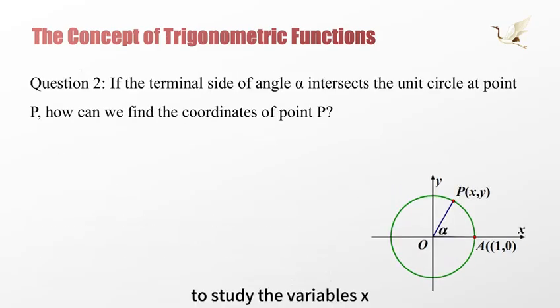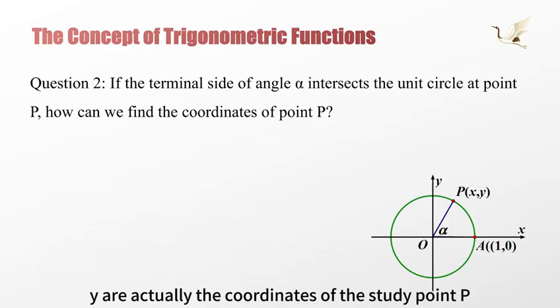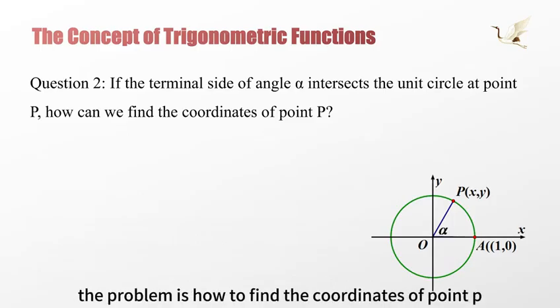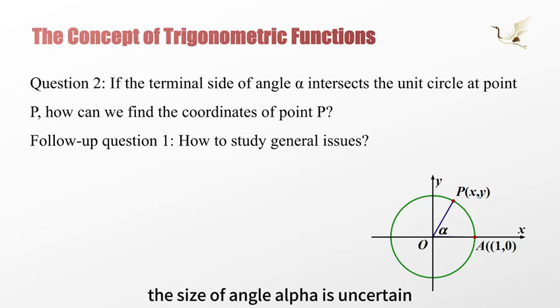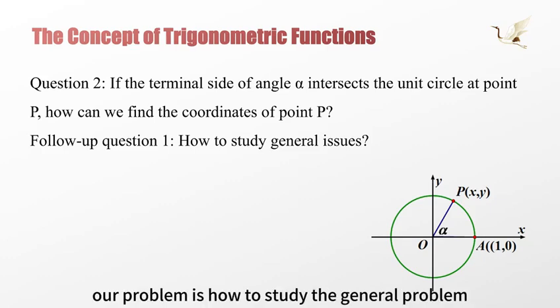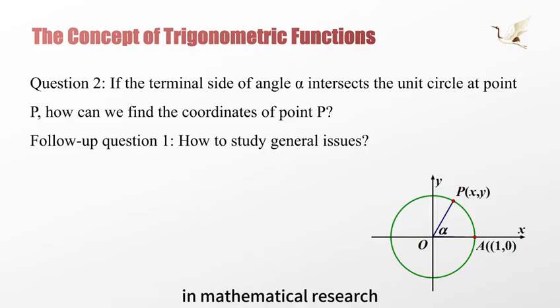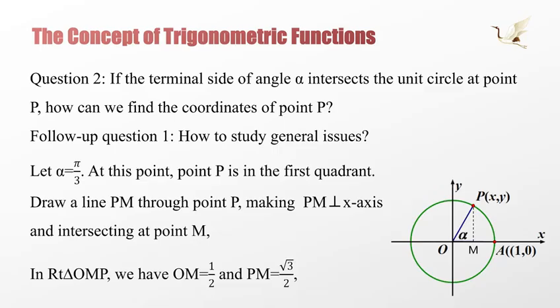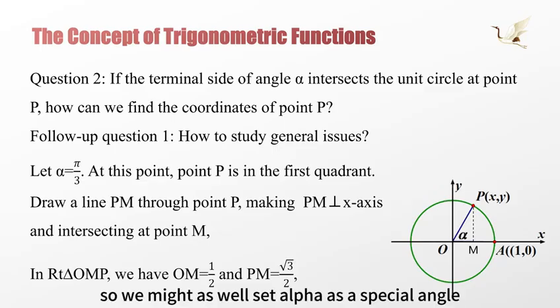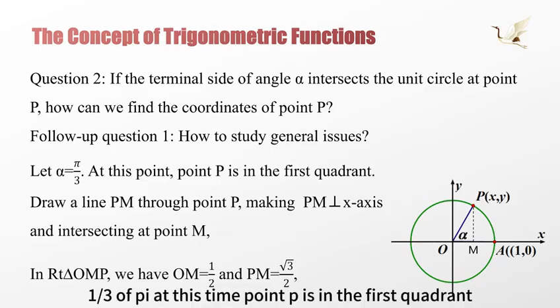To study the variables x, y is actually to study the coordinates of point P. The problem is how to find the coordinates of point P if the terminal side of angle alpha and the unit circle intersect at point P. The size of angle alpha is uncertain. Our problem is how to study the general problem. In mathematical research, it is a common way to do specialized research first. So we might as well set alpha as a special angle, π/3.